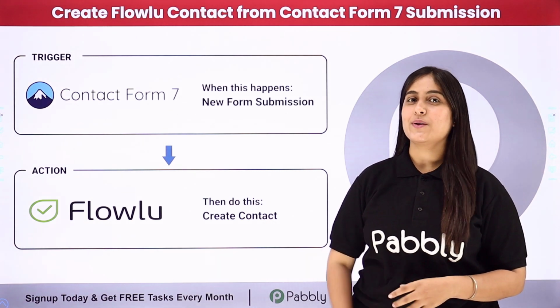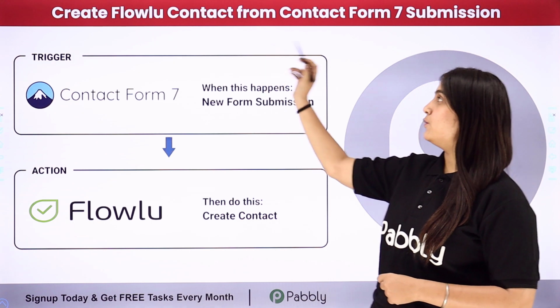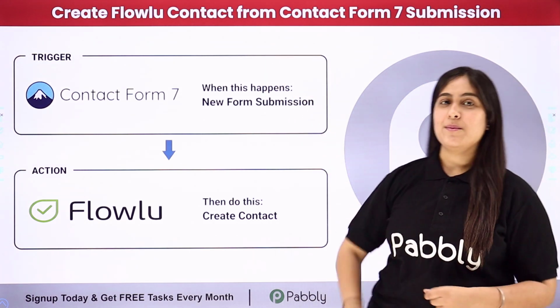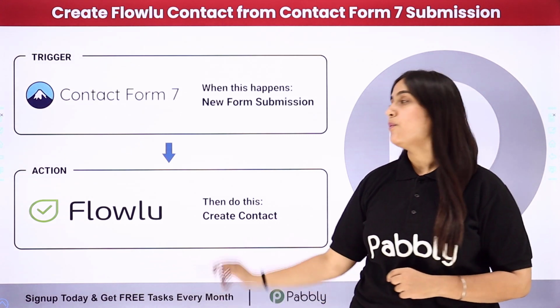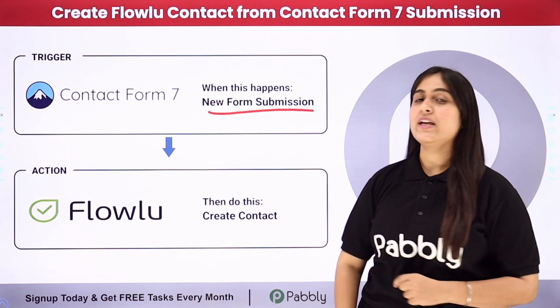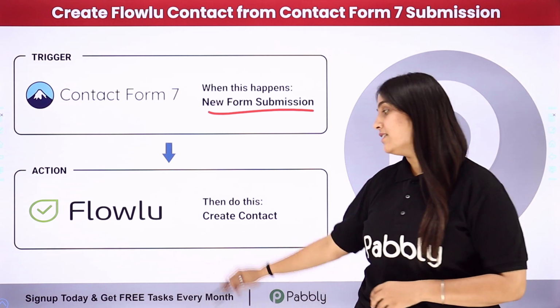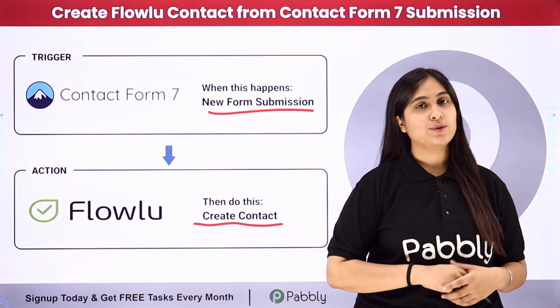So in this video, we are going to learn how to create a Flowlu contact from Contact Form 7 submission. So here I've created a form using Contact Form 7, and in this case I want whenever a new form submission is made, automatically using those details, a new contact should be created in my Flowlu account.